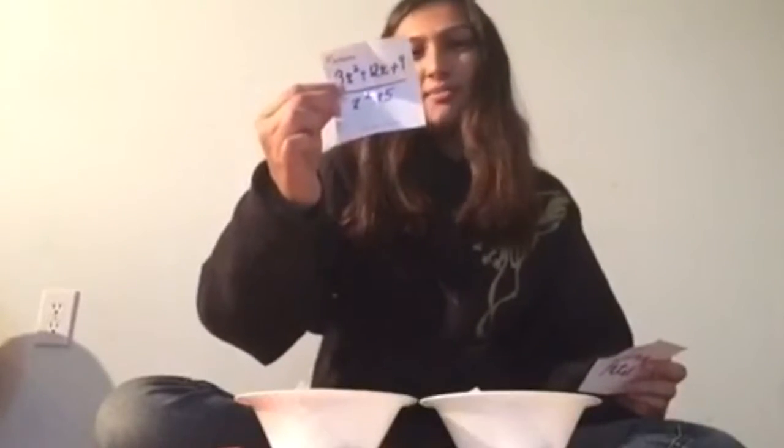Next up, we have Swara, and she gets the function 3x squared plus 12x plus 9 over x squared plus 5. Last, we have Tanmay, and he gets the function x to the 4th minus 3x squared minus 4 over x cubed minus 8.